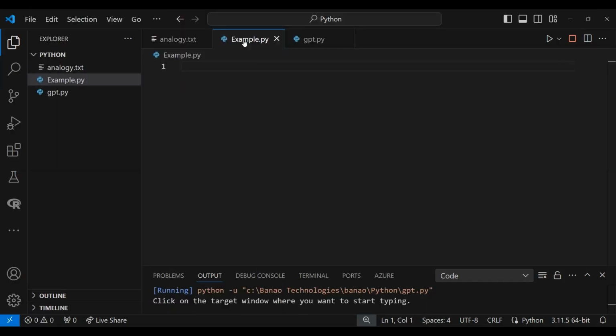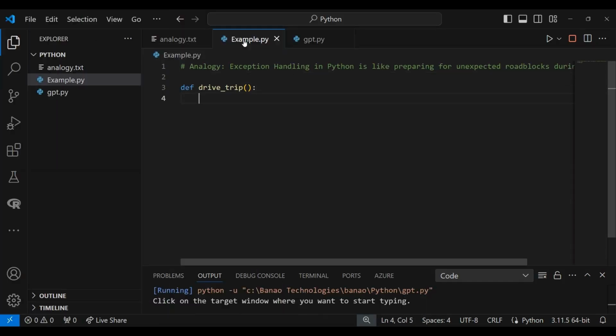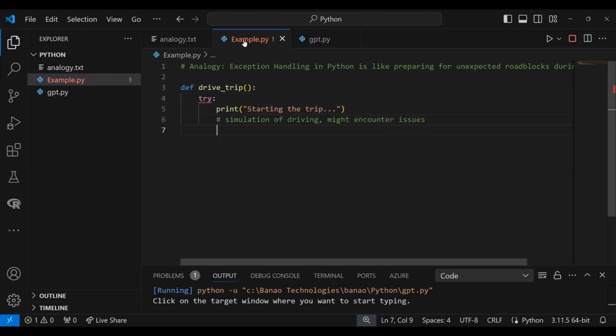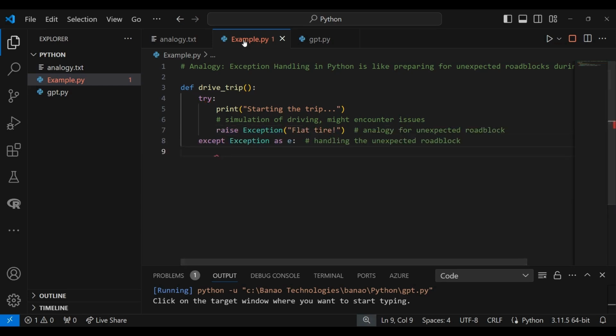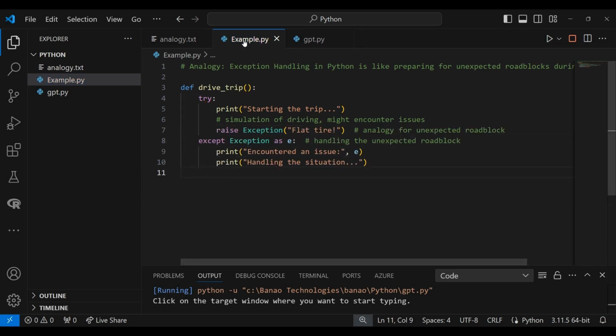In the given Python code snippet, we have a function named driveTrip, which symbolizes a journey. The concept of exception handling in Python is illustrated through an analogy of preparing for unforeseen obstacles during a road trip. Initially, the trip is initiated with the message, "Starting the trip." Following this, a simulated driving scenario is introduced, where a potential issue is encountered, represented by the code raising an exception with the message, "Flat tire," symbolizing an unexpected roadblock in our journey.